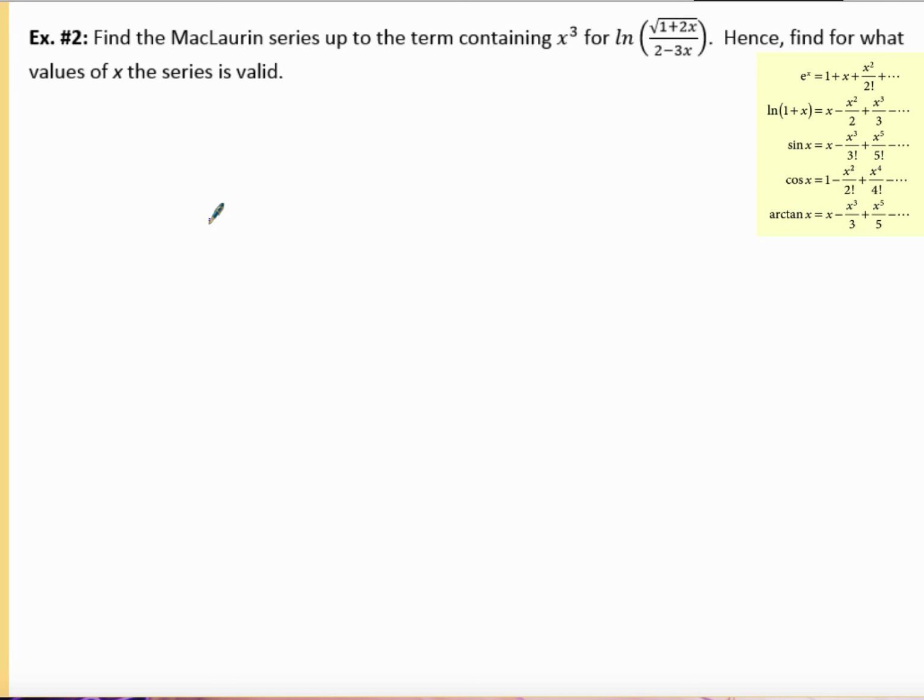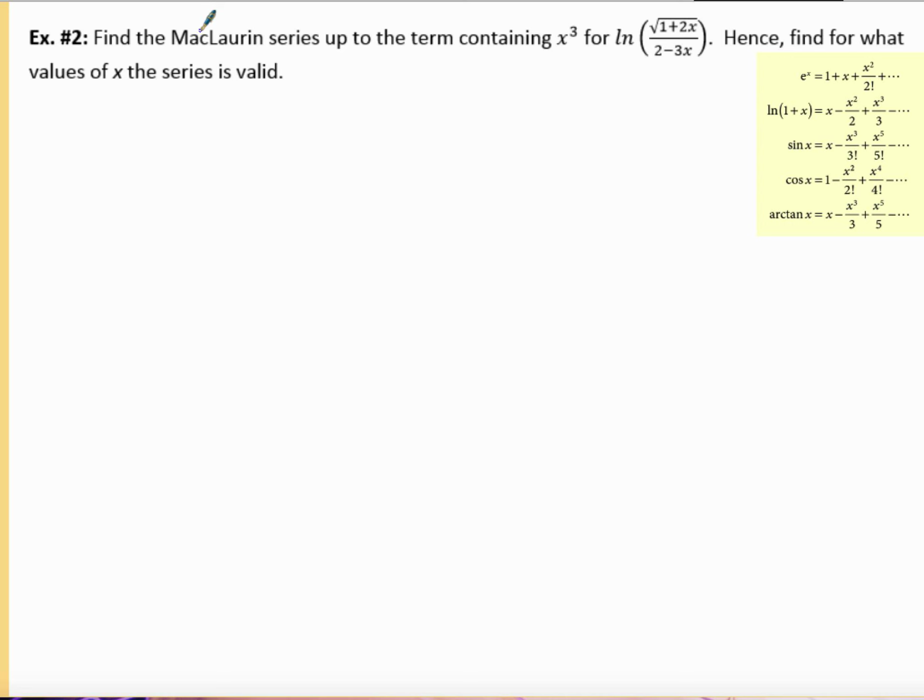Here we go, example number 2. Make sure you got some paper for this one because it's a doozy. So we're asked to find the Maclaurin series up to the term containing x cubed for ln x of the quotient, the square root of 1 plus 2x, all divided by 2 minus 3x.